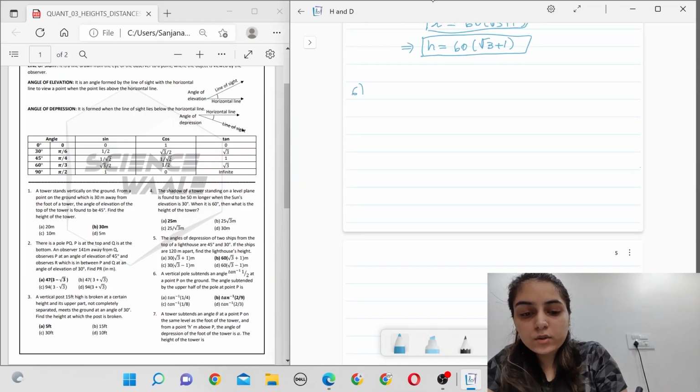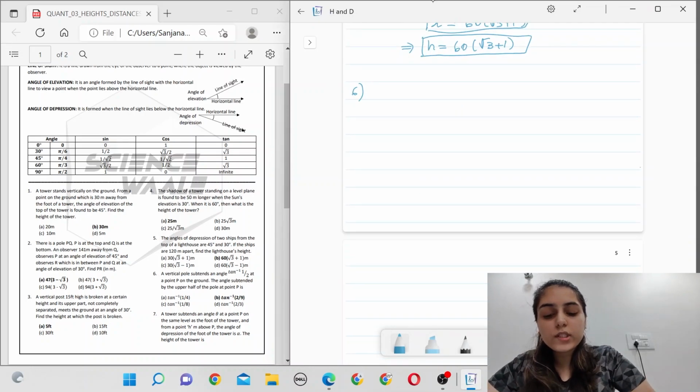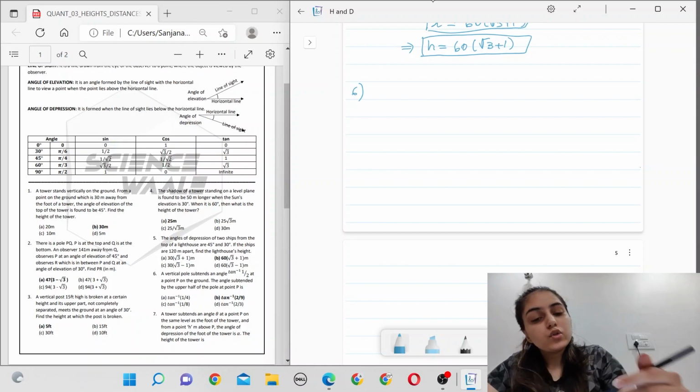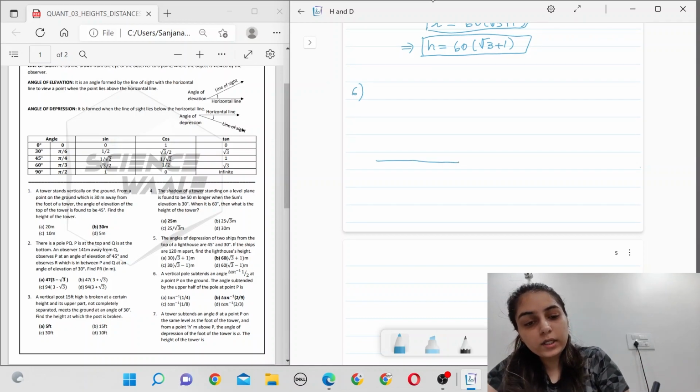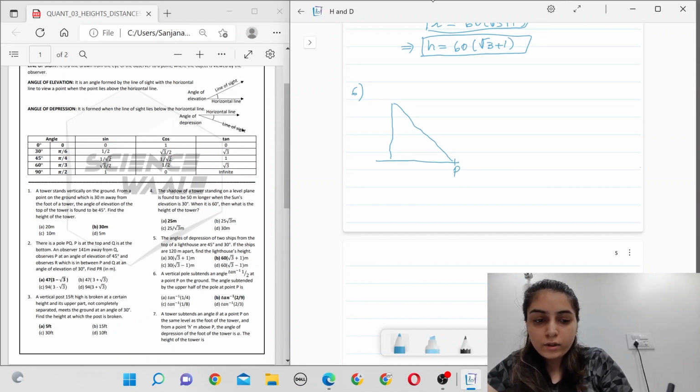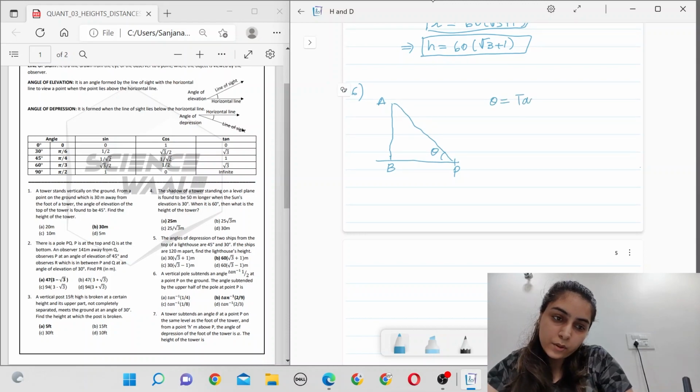Moving on to the sixth question, they have mentioned that a vertical pole subtends an angle tan inverse 1 by 2 at a point P on the ground. The angle subtended by the upper half of the pole at the point P is? So here they have given us that there is a vertical pole and it subtends an angle tan inverse 1 by 2 at a point P on the ground. Let the angle be theta and the vertical pole be AB. So what they have given is tan inverse 1 by 2 is equal to theta.